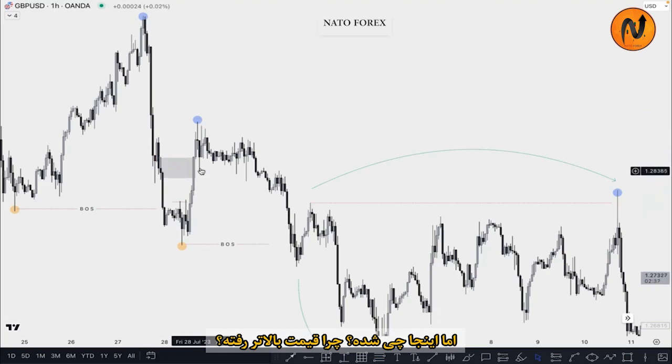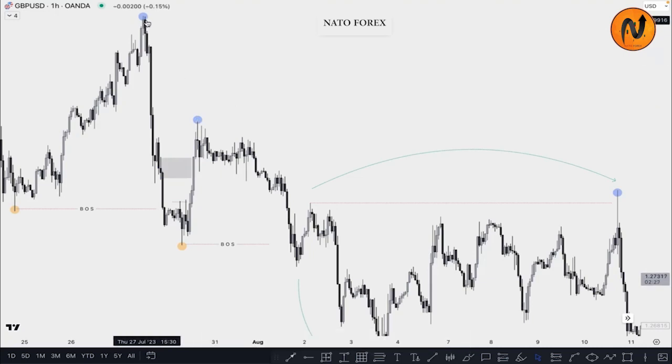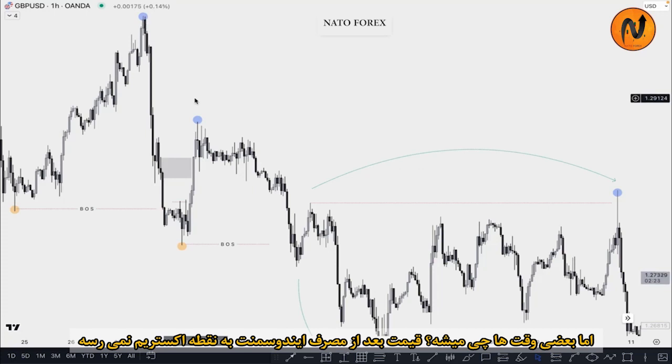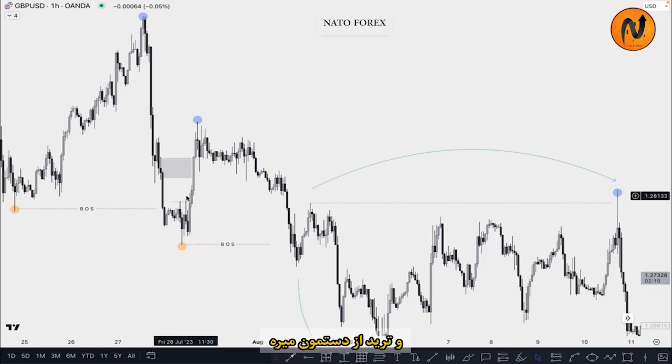Okay, but what happened here? Look at this one. Why did this price move up? Okay, which is fine. Why? Because maybe the market wanted to tap your extreme point. This is additional. Okay, but sometimes what happens? Price does not tap your extreme point after taking out the inducement, and then the market went down and went up as per our plan, but did not mitigate your extreme POI. Okay, and we miss a trade.